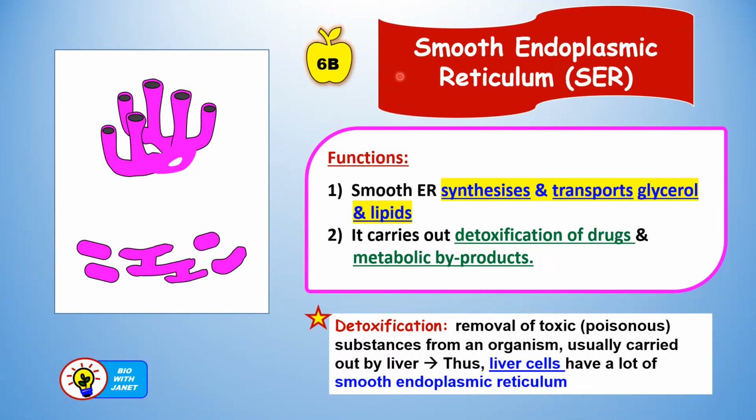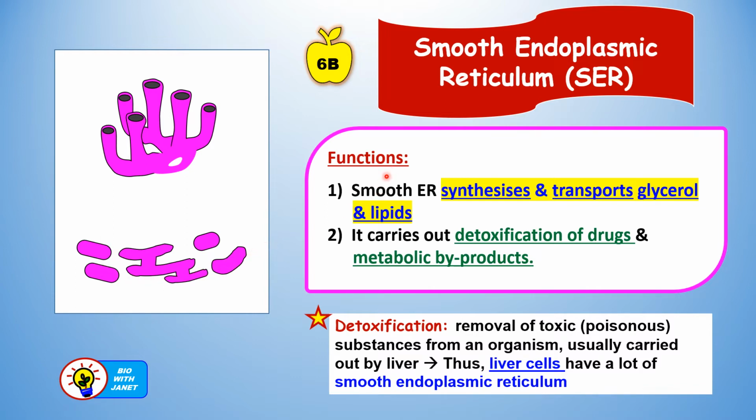Let's talk about the smooth endoplasmic reticulum, or SER. Now, this is the structure of the smooth endoplasmic reticulum. It looks like a series of tubes that are joined together, right? And this is the 2D picture of it. If you're asked to draw, then you draw like this. Draw the smooth ER like this.